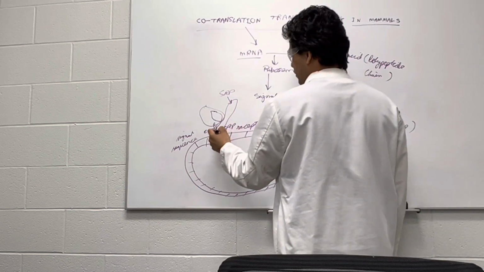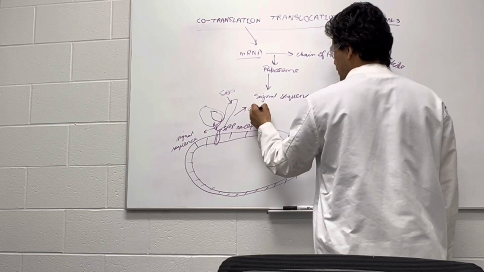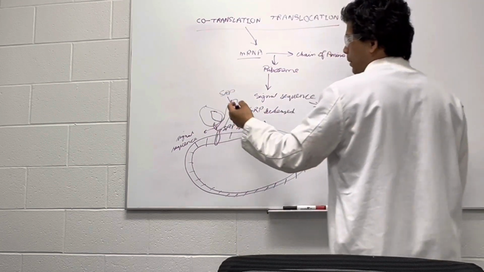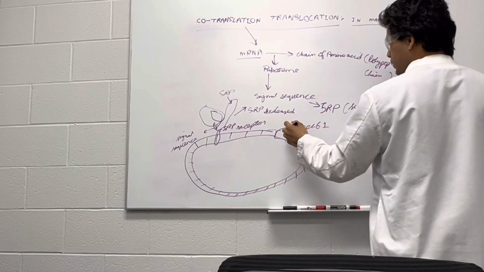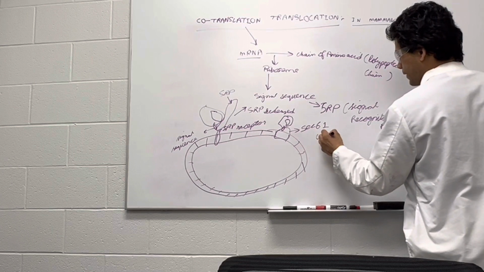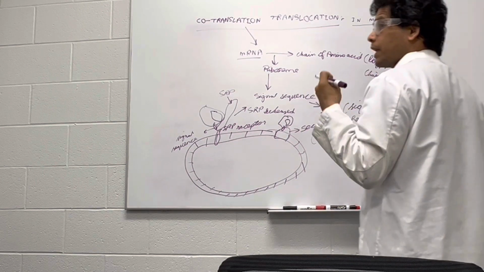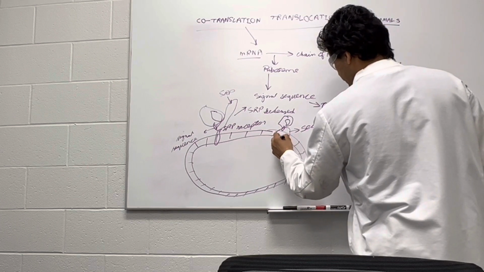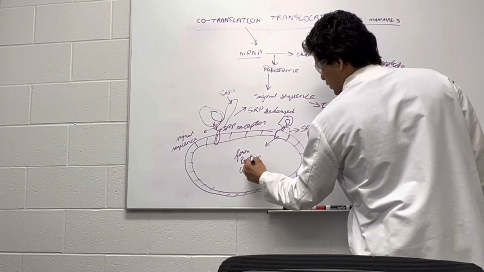As soon as this SRP binds to the SRP receptor, the function of SRP is over, so it is released from the complex. Simultaneously, this ribosome mRNA complex binds to the Sec61 and forms a Sec61 complex. This helps in the formation of a protein conducting channel.